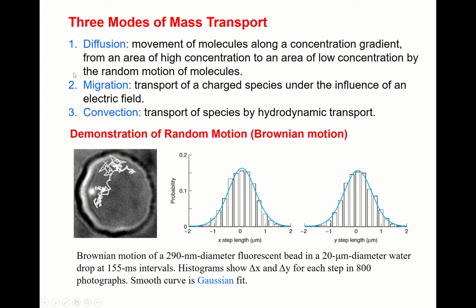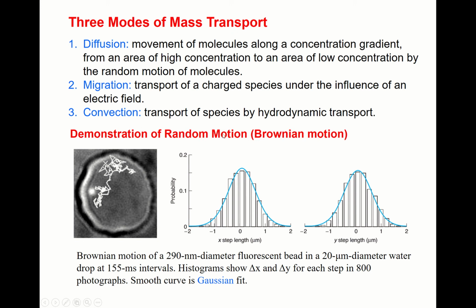Okay, that's the migration. And there is another way for mass transport, which is convection. Convection is the transport of a species by hydrodynamic transport. Simply, convection is when you stir the solution.